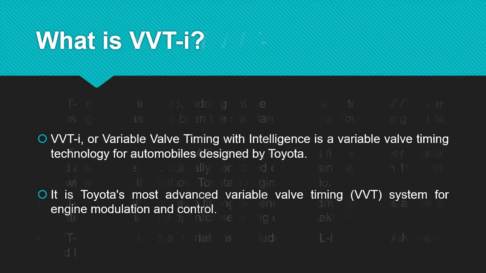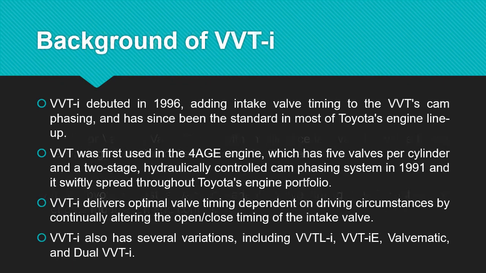The background of VVTi. VVTi debuted in 1996, adding intake valve timing to the VVT cam phasing and has since been the standard in most of Toyota's engine lineup. VVT was first used in the 4A-GE engine, which has 5 valves per cylinder and a two-stage hydraulically controlled cam phasing system, in 1991, and it swiftly spread throughout Toyota's engine portfolio.